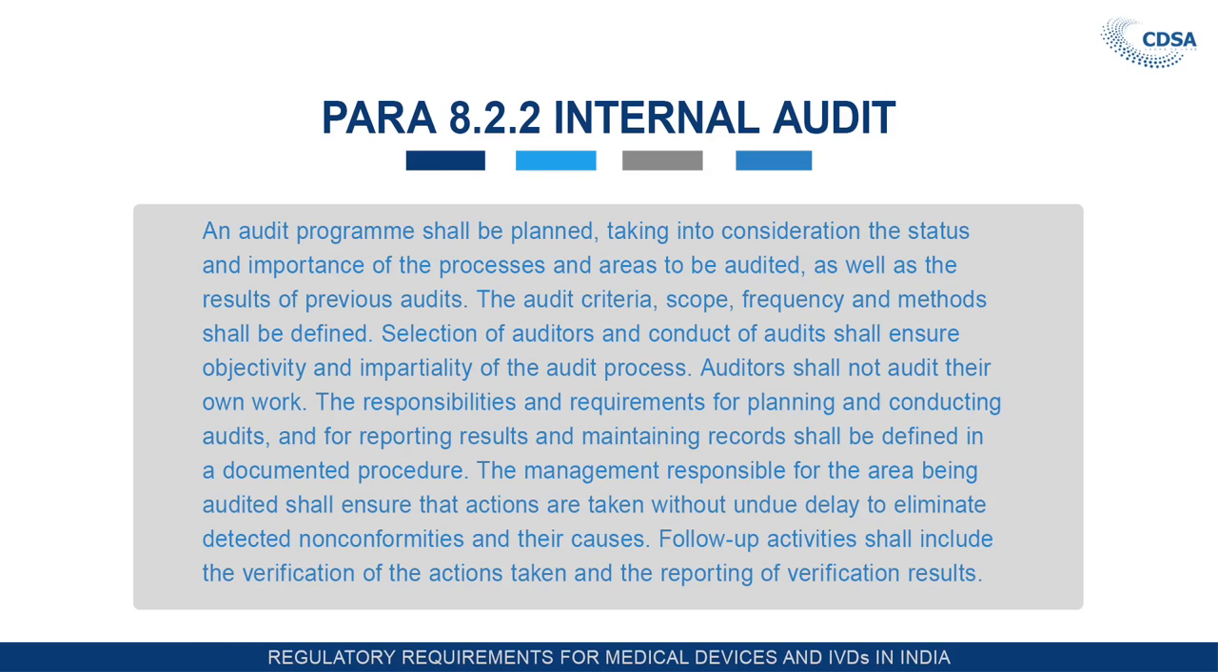Selection of auditors and conduct of audit shall ensure the objectivity and impartiality of the audit process. I mean, it's needless to say that an audit has to be extremely impartial. You can't be partial to a particular area during the audit, because that area has one of the persons whom you like. So it has to be impartial. And it's best to avoid auditing those areas by interested people of the plant. Have neutral, impartial people auditing those areas. Auditors shall not audit their own work. Very important, as I mentioned, a laboratory audit cannot be done by a person from the laboratory. It has to be from somebody other than the laboratory area.